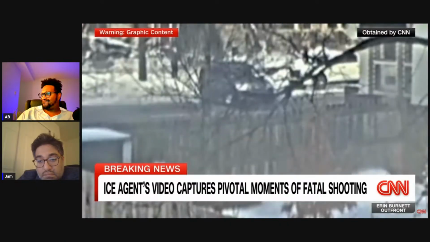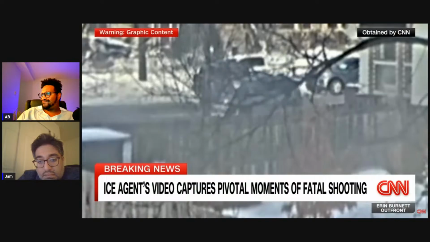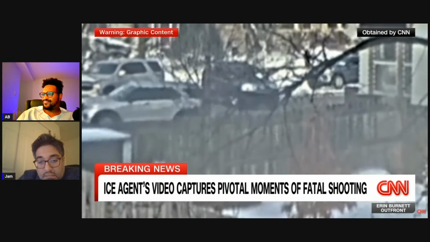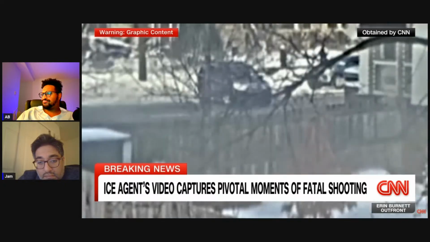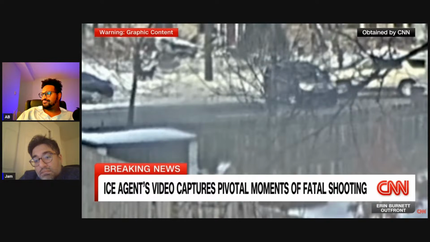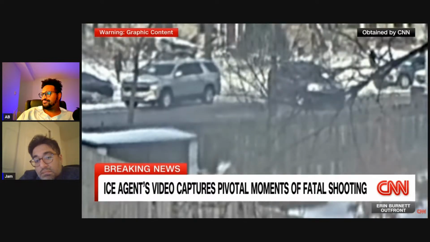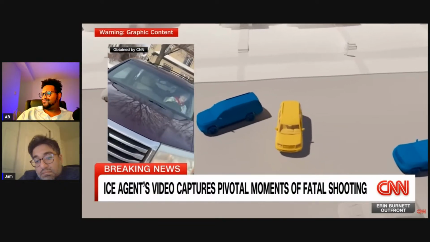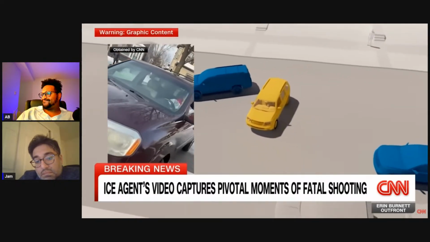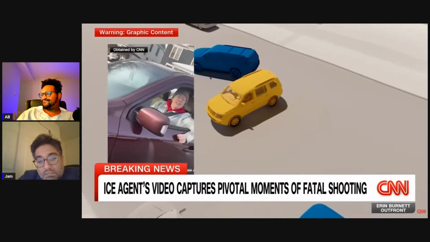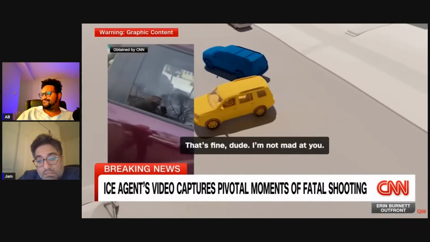What this video does show is that for a few minutes, while she is perpendicular to the roadway, several vehicles drive by. Even large SUVs are able to drive around her as she moves back and forth on the street. And that includes this light-colored SUV. It slowly drives around Good's car from the rear and stops. Agent Jonathan Ross is recording video from his cell phone as he crosses in front of Good's car, recording as he sees her up close. She looks calm, and you can see both of her hands as she talks to the officer. That's fine, dude. I'm not mad.